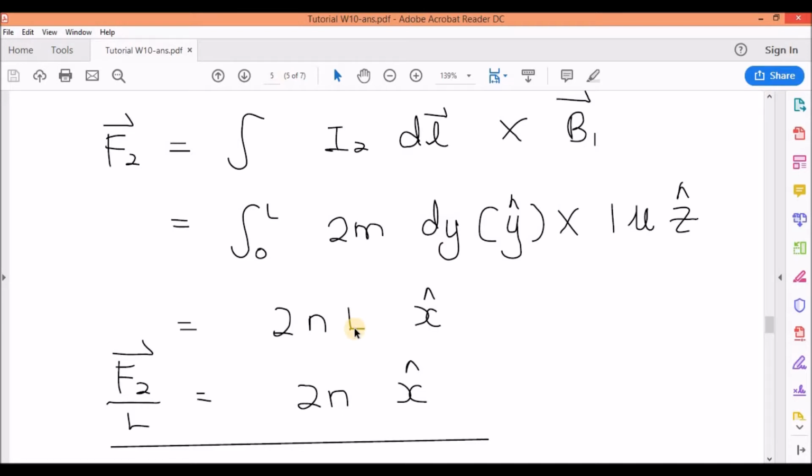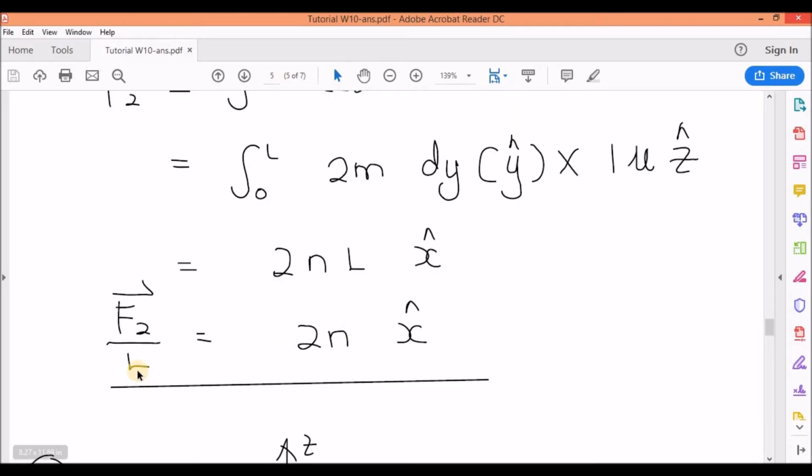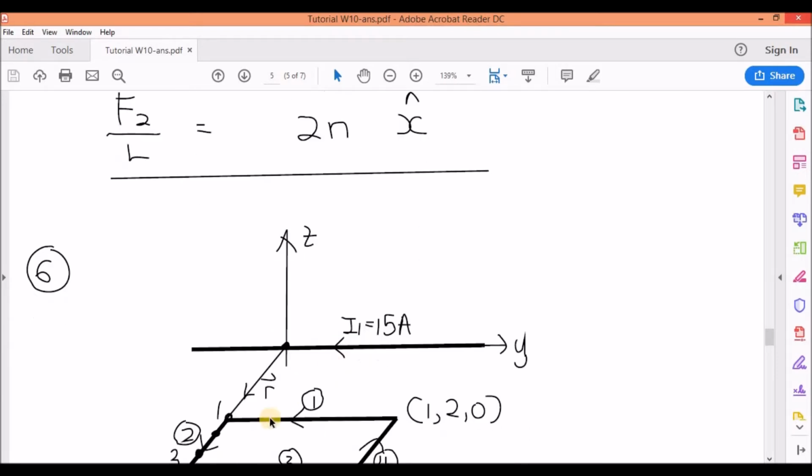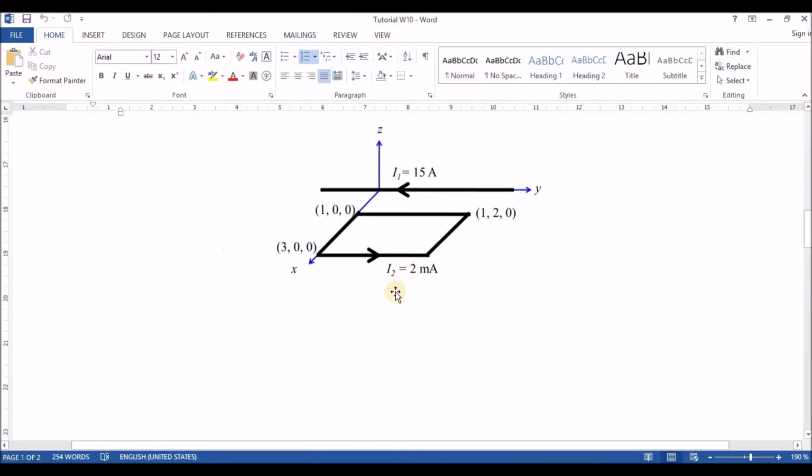And since we want to find the force per unit length, I will divide by length on the left hand side as well as the right hand side, so I get 2 nano. This is the force per length. Now let's look at the last question.